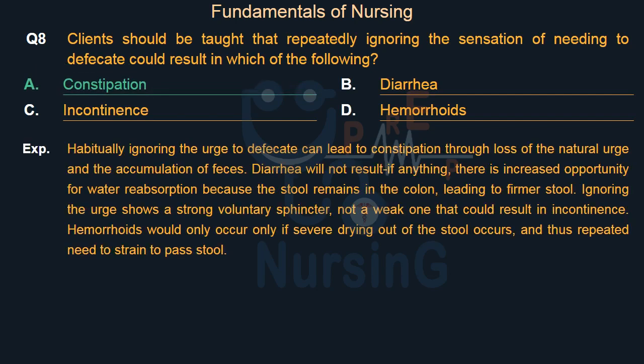Constipation. Habitually ignoring the urge to defecate can lead to constipation through loss of the natural urge and the accumulation of feces. Diarrhea will not result if anything. There is increased opportunity for water reabsorption because the stool remains in the colon, leading to firmer stool. Ignoring the urge shows a strong voluntary sphincter, not a weak one that could result in incontinence. Hemorrhoids would only occur if severe drying out of the stool occurs, and thus repeated need to strain to pass stool.